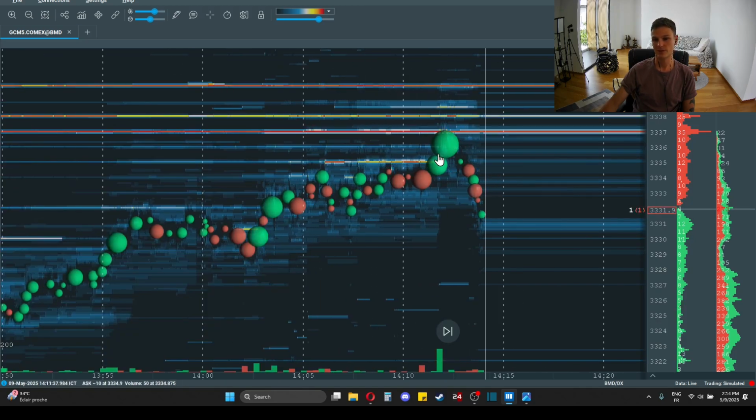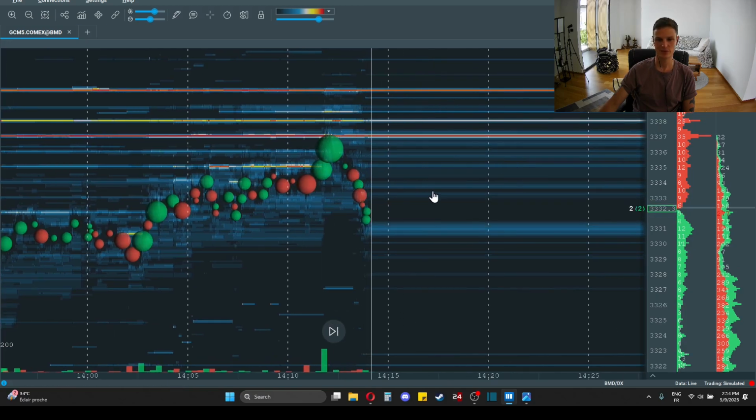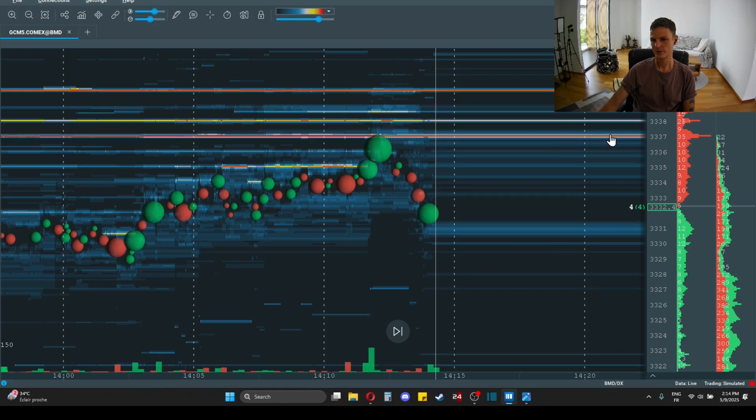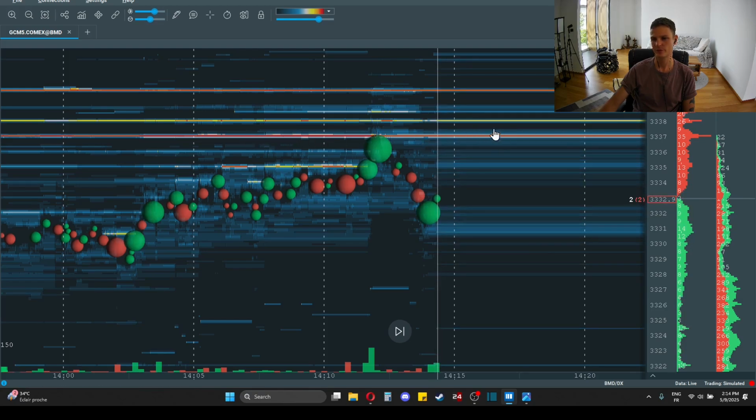Well, look at that. That's absorption right there. Not a lot of shorts entering, but wow, huge buyers. All the limit orders didn't even get filled, by the way, because you still have a lot left here. It would get black here. If all of these got filled, it would be dark here, like it is here.